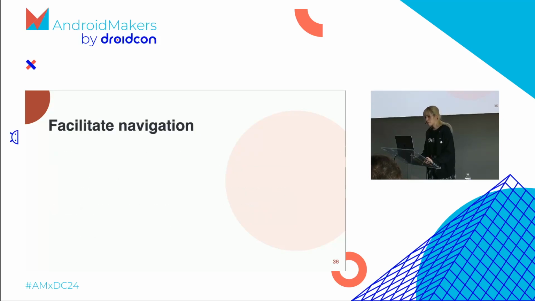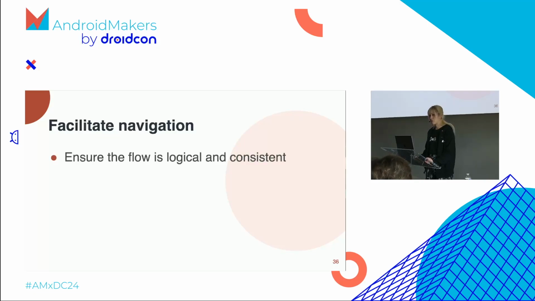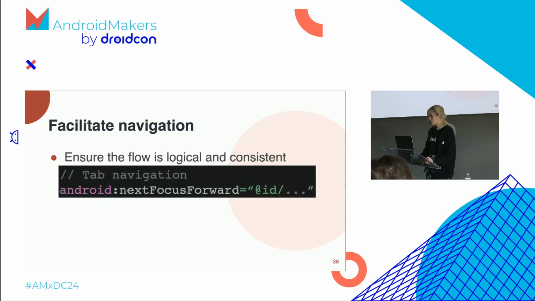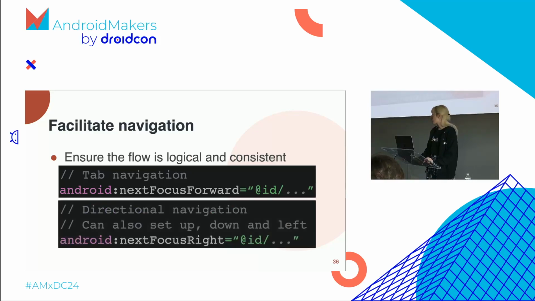So the Android system will decide the order in which the elements get the focus. But sometimes the focus might not make sense and you might have to intervene. For example, if you use the relative layout or constraint layout, the default logic will not work. And in such cases, you can use the next focus forward for the tab navigation or the next focus right, up, down, or left with the directional navigation. And you just need to pass the view ID of the next element that you want to get the focus.